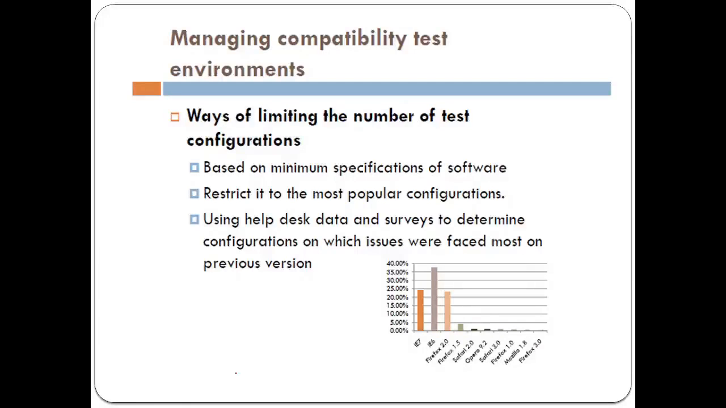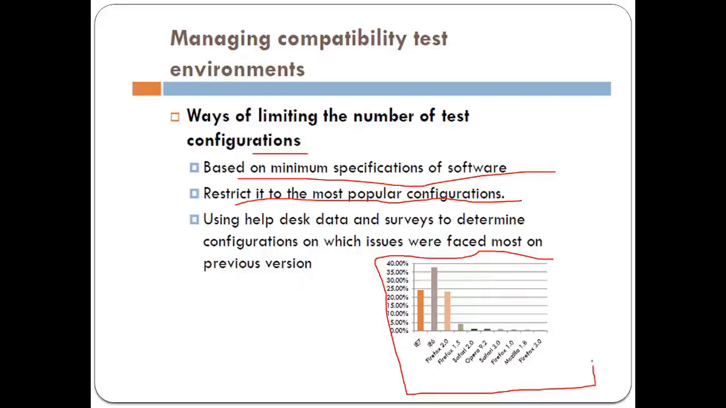So, ways of limiting the number of test cases: it is not possible to select every test case. Based on the minimum specification of software, you decide the minimum specification where your software can be used. Restrict it to the most popular configuration. Find out which are the most popular configurations mostly used by the users, and according to that you perform the compatibility testing.